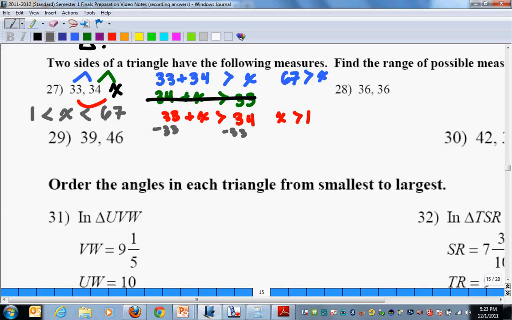Now that's the long way to do it. Here's the short way. If you want to get a range of numbers, for one range you simply add 39 and 46. That's going to be 85. And then you subtract 46 minus 39. That's going to be 7. And then x is in the middle. So x must be greater than 7, but less than 85. That's the shortcut.